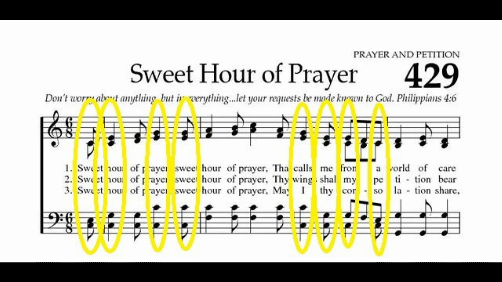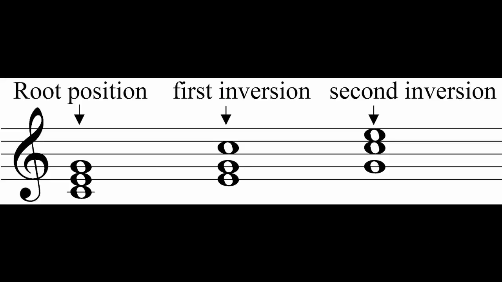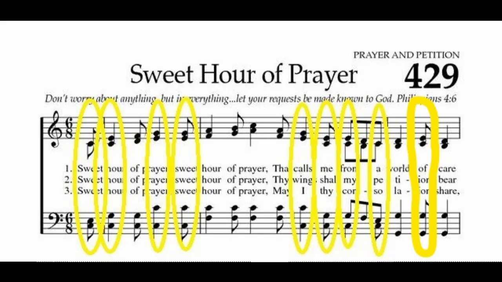Now if you think back to the table where we had the root position, first inversion and second inversion, it's got to be one of the inversions. And it's the second inversion because the G is on the bottom. And then finally we go to care, and we can see that has two G's, a B and a D, so it does not belong to C major.